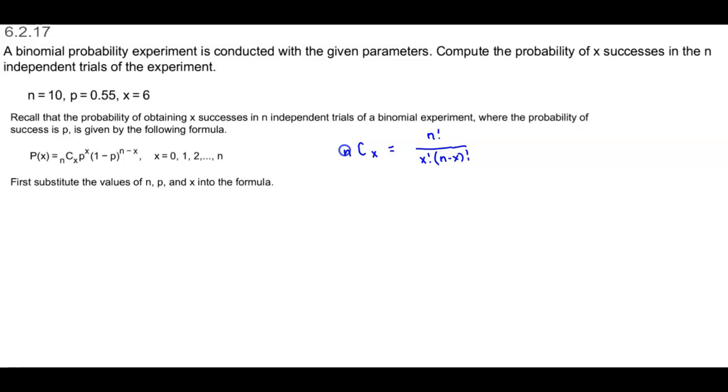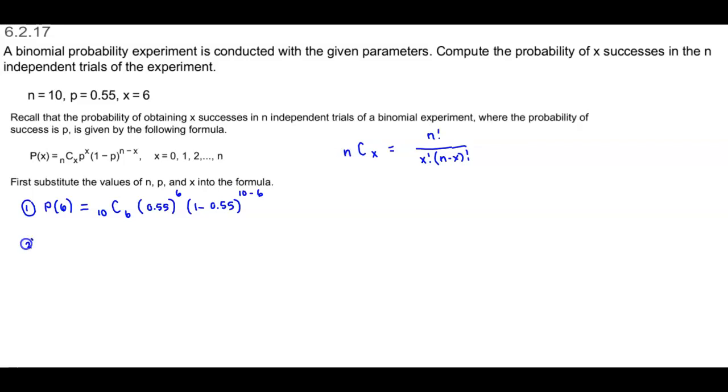Okay, so let's first go ahead and write down our information. We know that x is equal to 6, so we have P of 6, which is equal to the value of n, which is 10, and then combination x, which is 6, times the probability of 0.55 raised to the power of x, which is 6, times 1 minus p, which is 0.55, to the power of n, which is 10, minus x, which is 6.